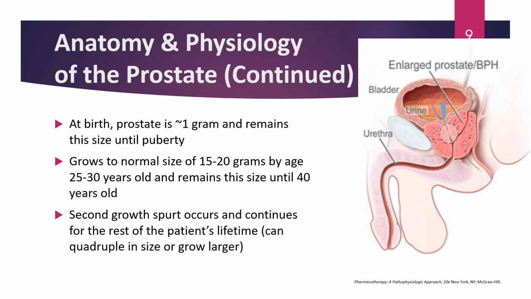However, once the patient hits 40 years old, a second growth spurt occurs, and that growth essentially continues regularly for the rest of the patient's life. Therefore, the prostate is constantly increasing and can essentially quadruple in size or even grow larger. And as you see here with the anatomy, the prostate borders the bladder and surrounds the urethra completely.